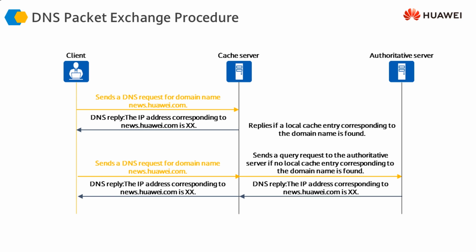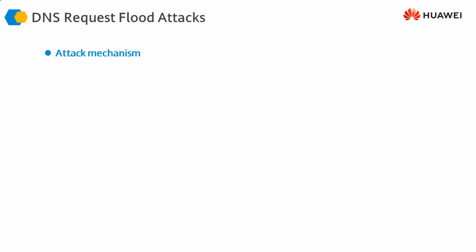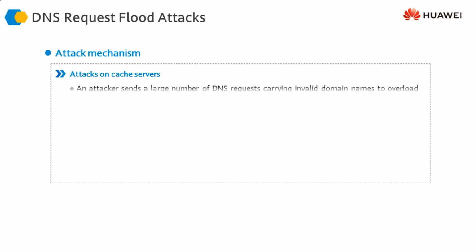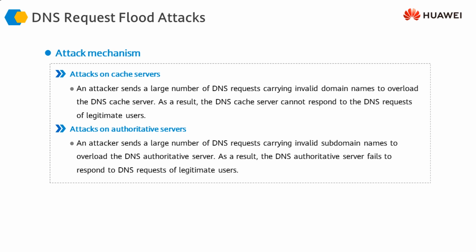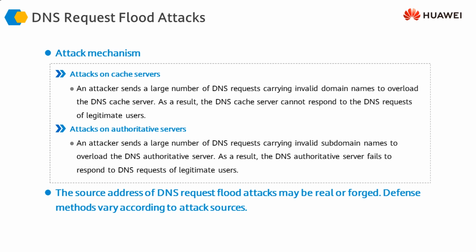The attackers attack this particular mechanism or this protocol. There are generally two types of attacks that can happen. The attackers can either attack the cache servers, the DNS cache servers, or they can attack the DNS authoritative servers. They can attack using either the real IP address, or they can be using forged source IP addresses. Depending upon what address they are using, we can implement an appropriate defense mechanism on our firewall.